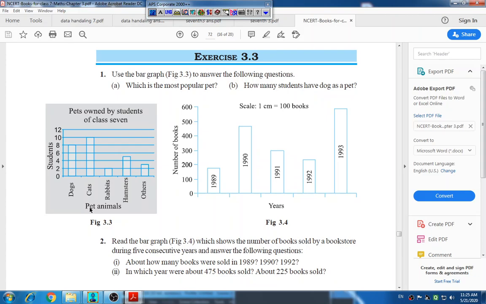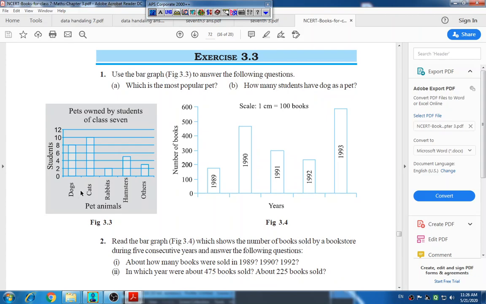Okay, dog shows 8 on the scale. Cats, that means in class 7, 10 students have cats, 2 students have rabbits, 5 students have hamsters, and 3 students have other pets. So like that we can see that the cat is the most popular pet. And how many students have a dog as a pet? So look here, 8 students have a dog as a pet. Like that you can solve this second graph also. Look here.